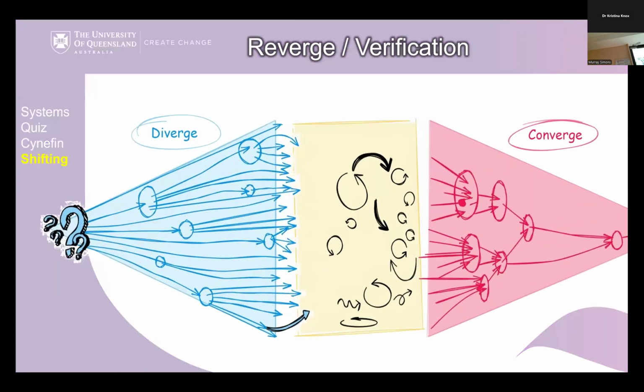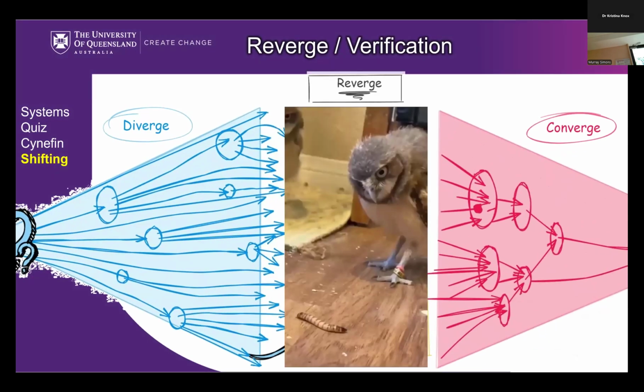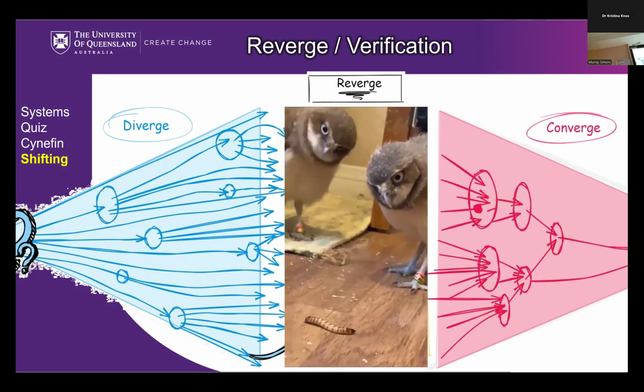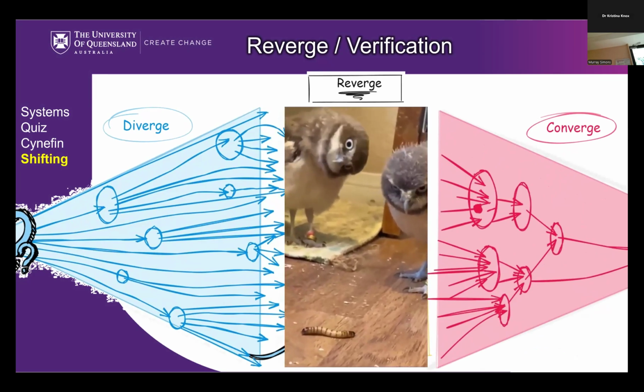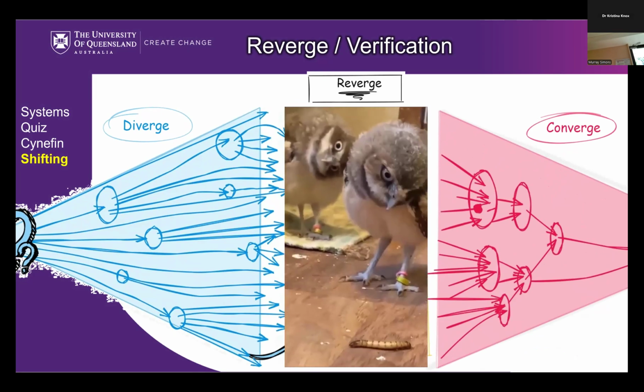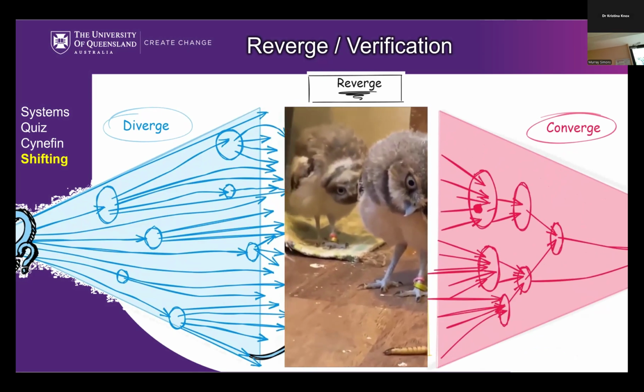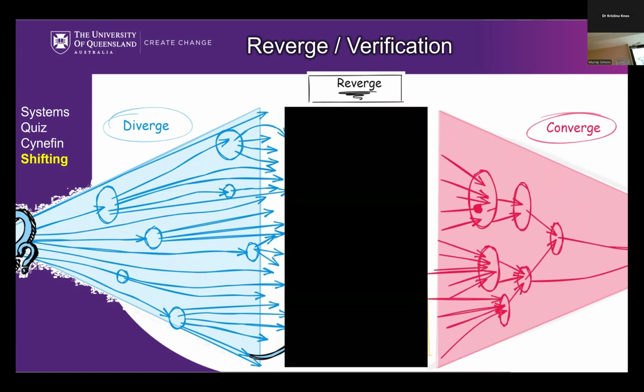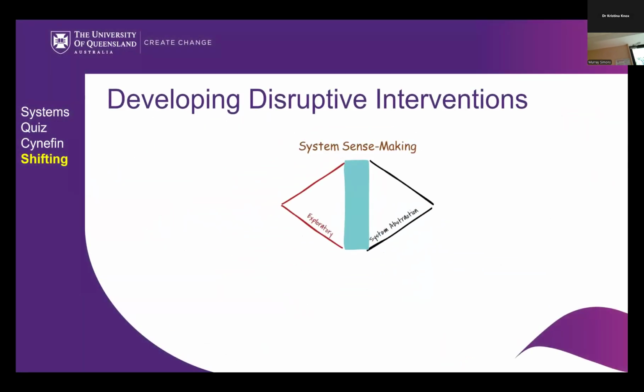Now, here comes the fun part. This is how and why we do reverging. What's that? It's an owl. Nice. This is you guys, right? Got it? Look at it from lots of different angles and try and make sense of it. Use multiple, what we call epistemic devices, to try and make sense of the system. And then when we get on to interventions, we're doing the same thing to make sure that the interventions we're using are effective and are likely to work.